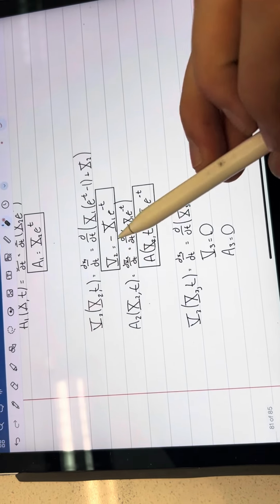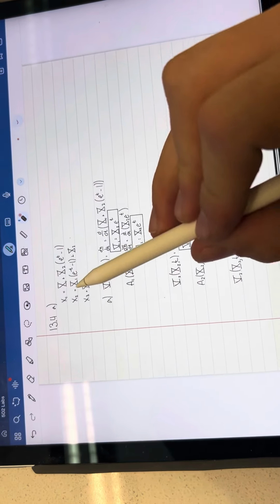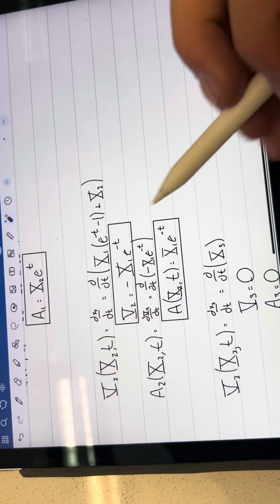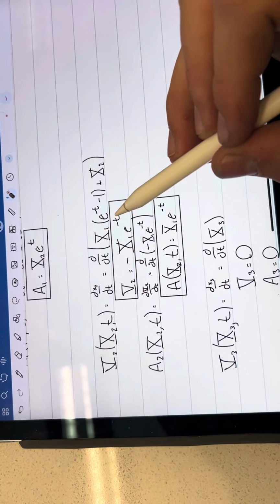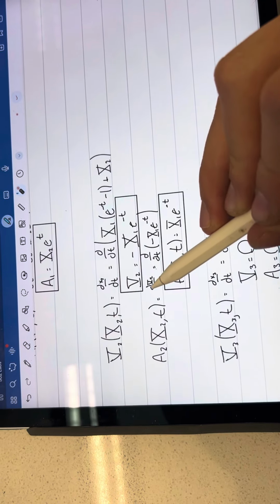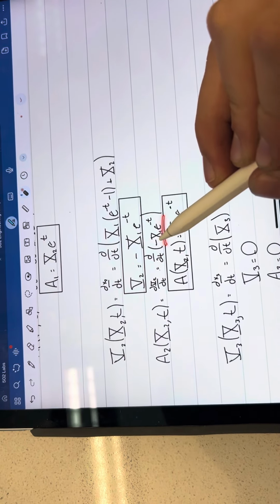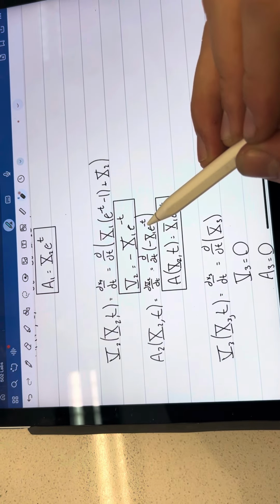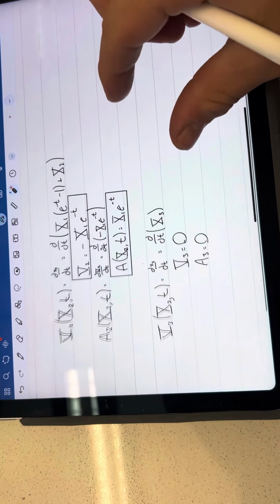So for the second one, very similarly, we're going to take the derivative of x2, and we end up getting negative x1 e^(-t). And so to get the acceleration of that, component 2, we're going to take the derivative of the velocity of 2. We end up getting negative x1 e^(-t), just based off of how derivatives work.